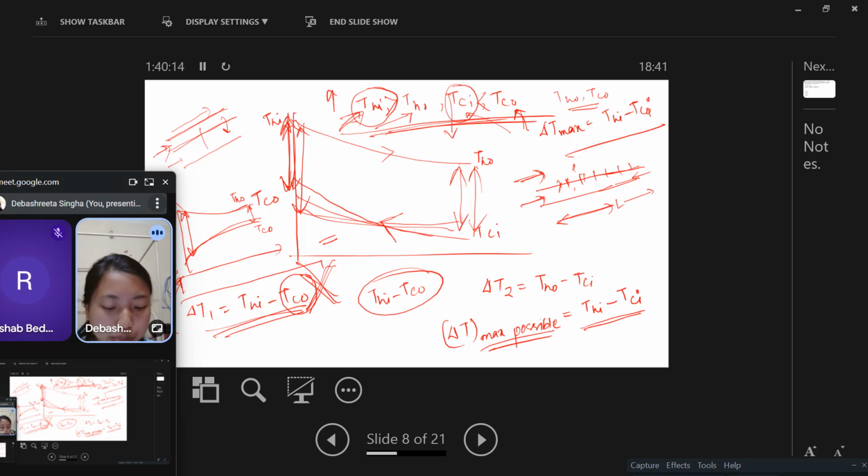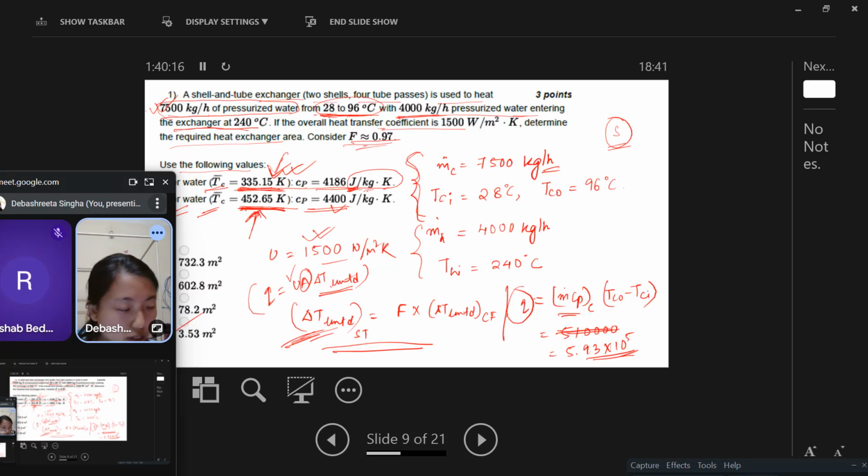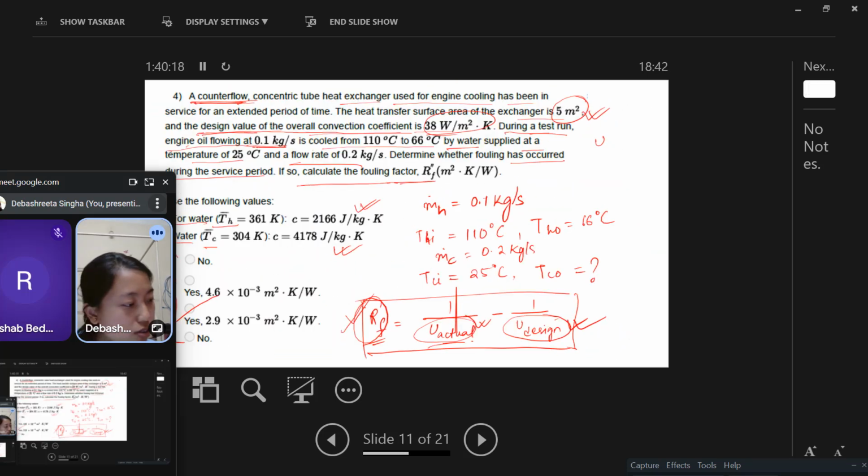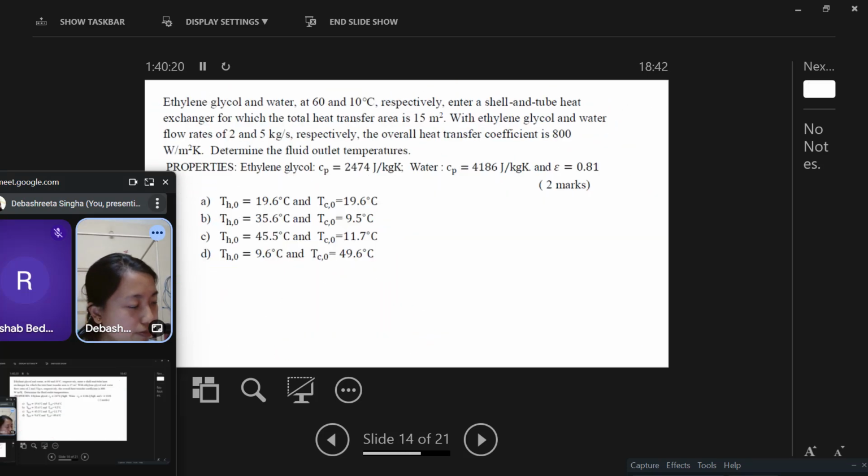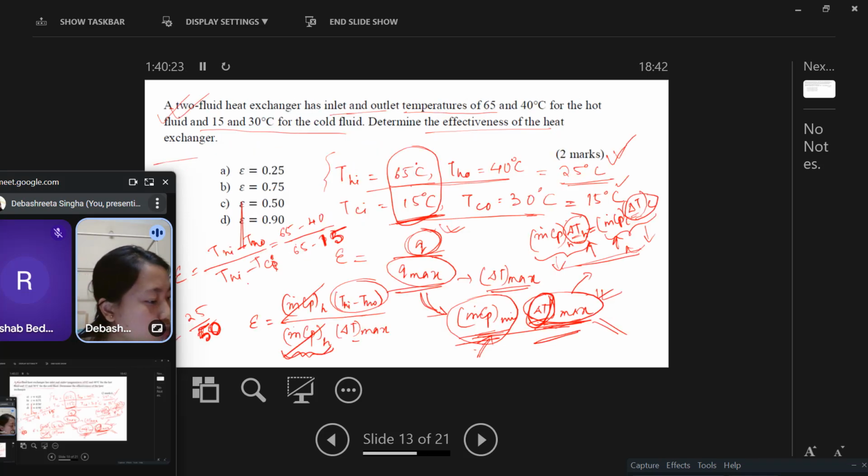You practice more, you will get it, and you can go through the lectures again also. Okay, we'll move to the next. So the answer is 0.5 in this. Sorry, not this, 0.5.